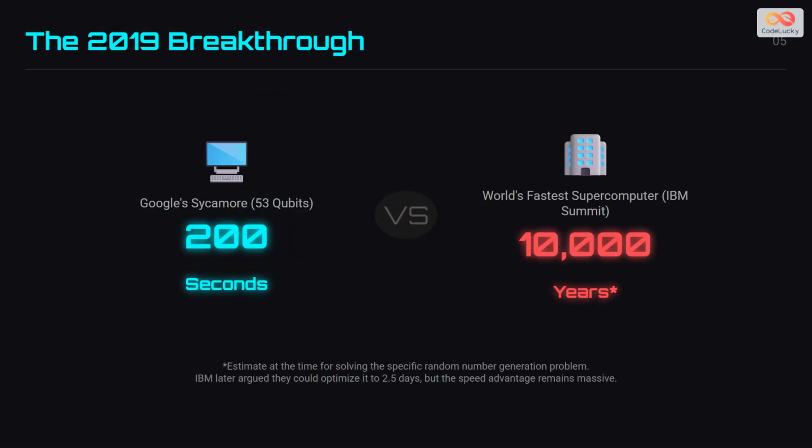This milestone was famously claimed by Google in 2019 with their Sycamore processor. They tasked it with a complex random number generation problem. Sycamore finished it in 200 seconds. They estimated that the world's fastest supercomputer at the time would take 10,000 years to do the same math. That massive gap is quantum supremacy.